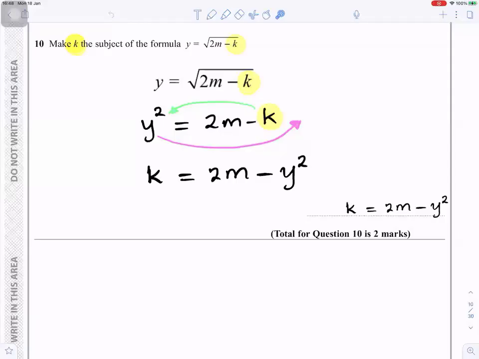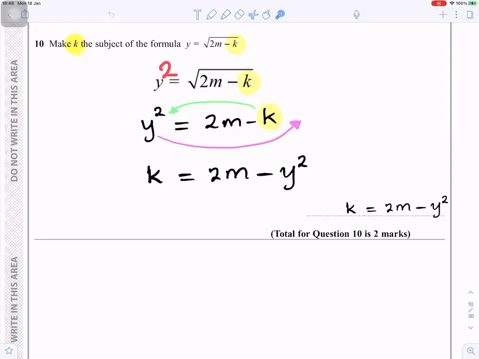Question number 10. Make k the subject of the formula y equals the square root of 2m minus k. So we want to get k on its own on the left side, and everything else on the right. So we start by removing the square root sign. The inverse of square root is squared. So it becomes y squared is equal to 2m minus k.